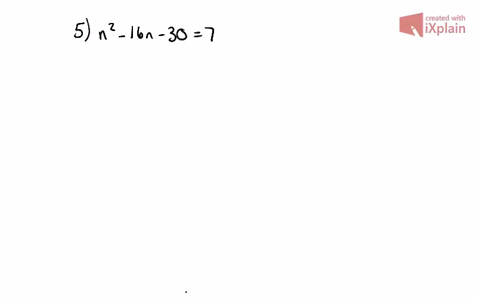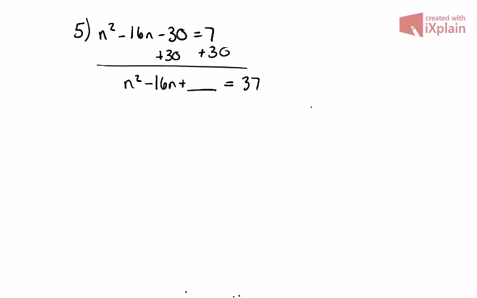And the first thing that I need to do when I am completing the square is move this constant out of my way. I want to get it on the other side, so that way on the left hand side here, I'm just left with my n squared minus 16n, because I'm going to use just those two terms to complete the square. So I'll have n squared minus 16n is equal to 37.